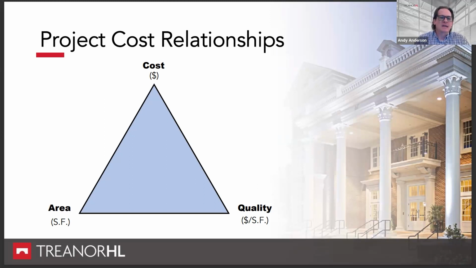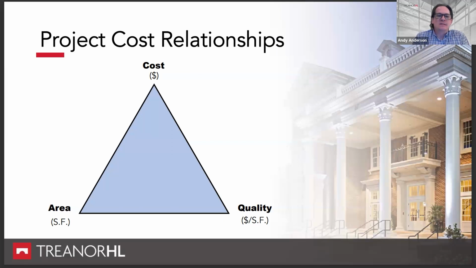The lower left is the area or square footage, which is the scope of the project. How big a project do you have, and how large is it, and does it meet the program requirements of your chapter? And finally, the quality, which is the dollars per square foot. How much are we willing to invest, or how much can we invest in the materials and systems in this house to maintain a durable and long-lasting house?